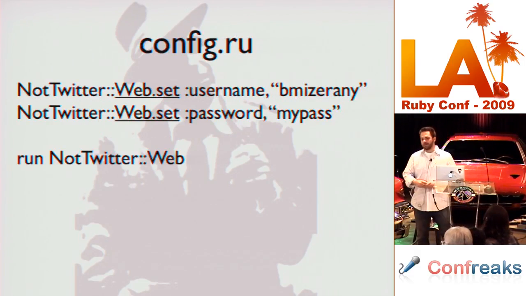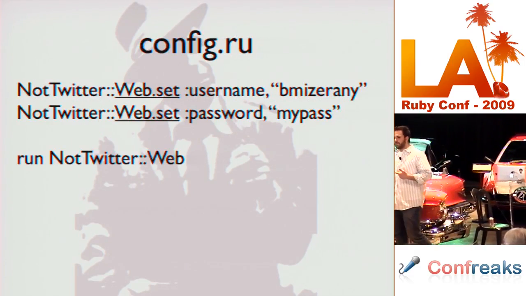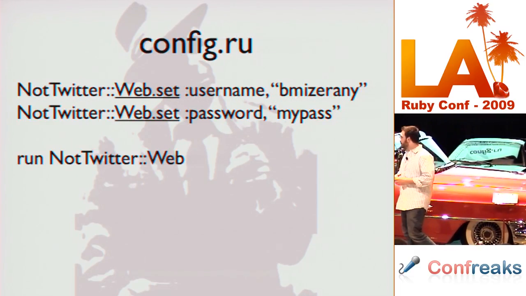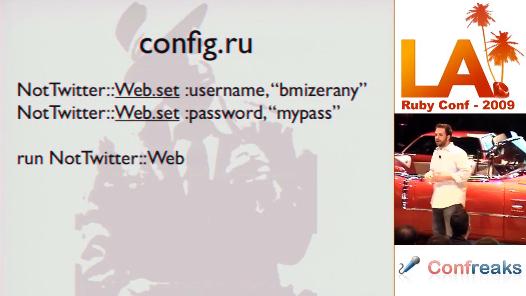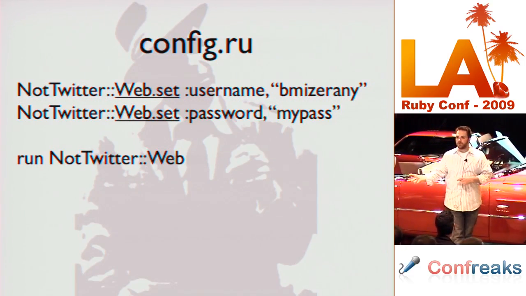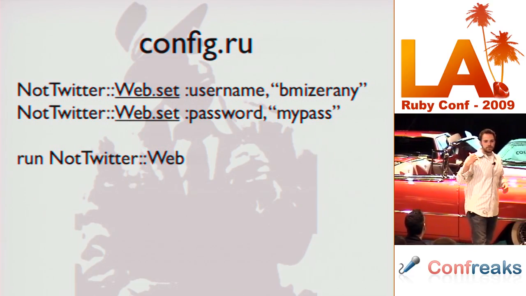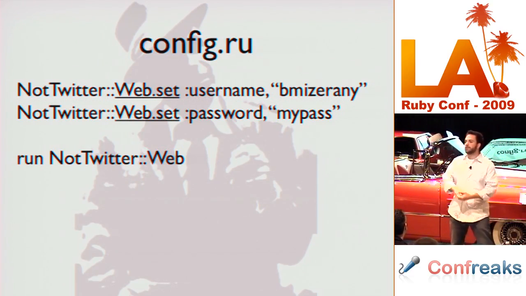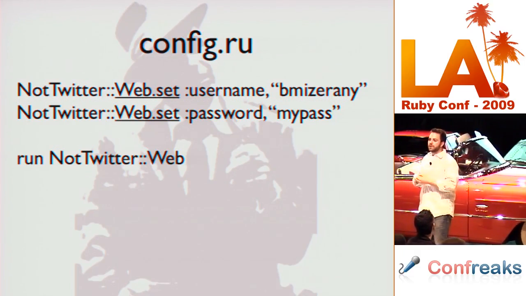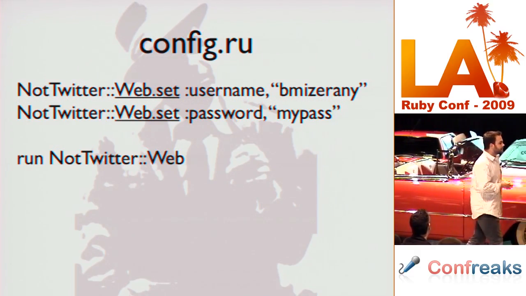So my config.ru looks much like the NotTwitter executable, right? Except instead of NotTwitter web.run, I'm saying run NotTwitter::Twitter, NotTwitter web. This is Rack, this is my way of telling Rack, this is my target application. This is the main line. This is what I want to be run. Okay?